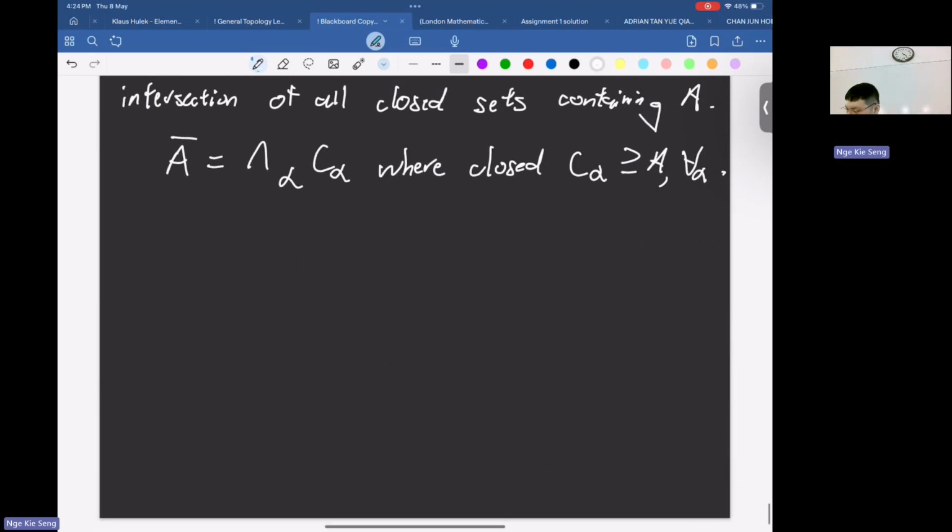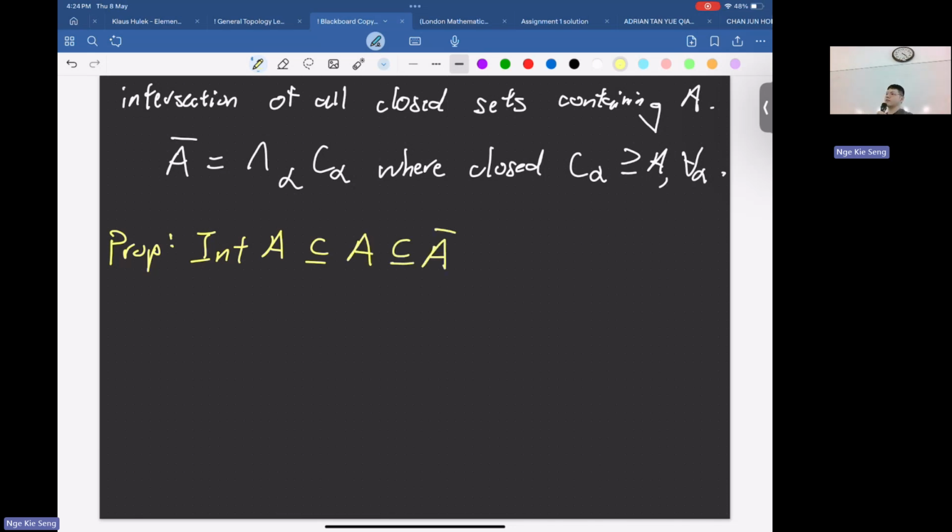Okay, so proposition. Let's see what we can do with these things. First, the interior of A must live inside A, and then A lives inside A closure. This matches our intuition here: what is inside must be inside, and what wraps around must contain everything.